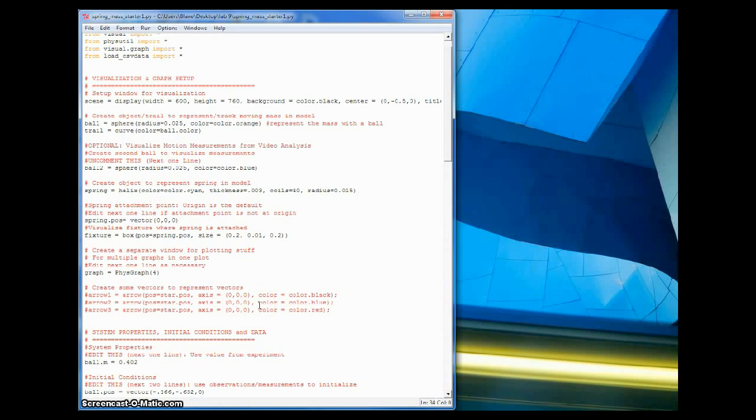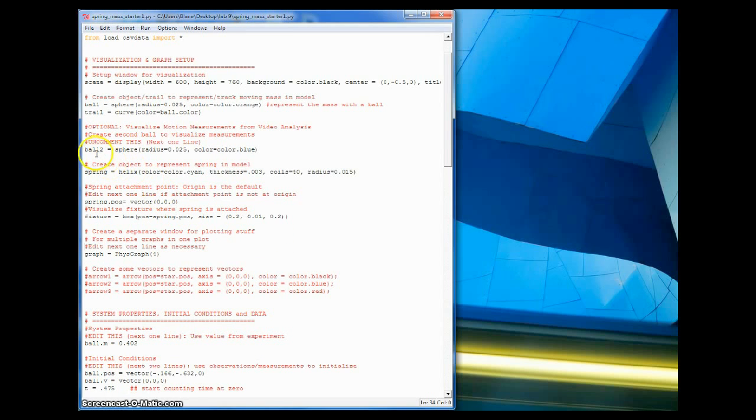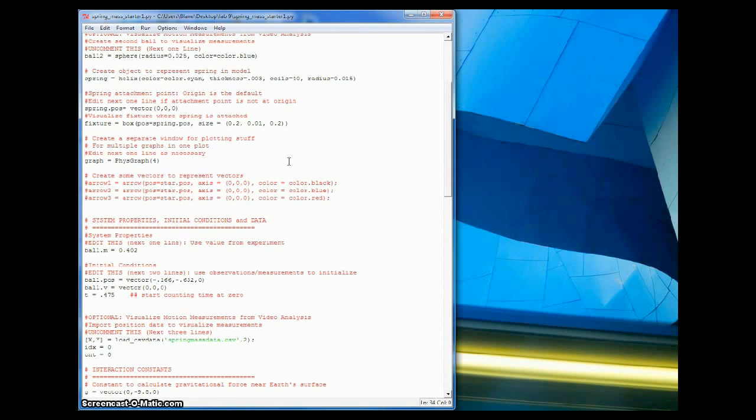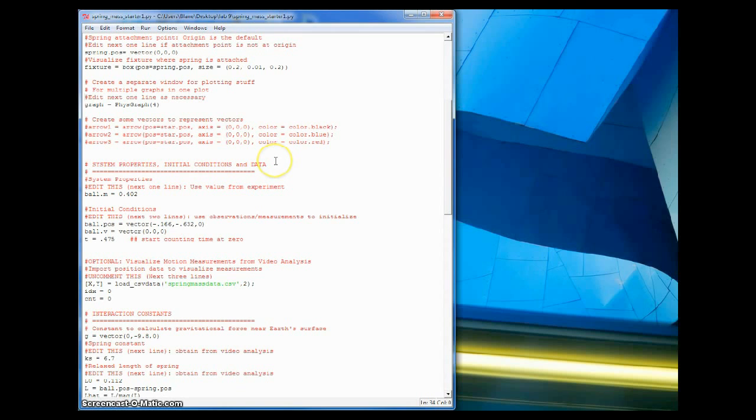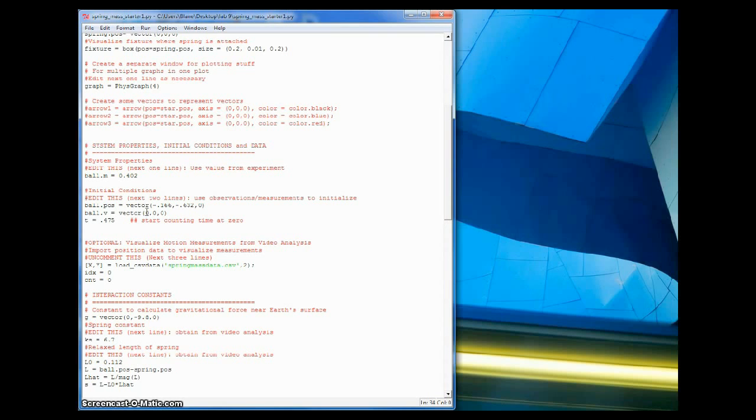Now coming over to VPython, we edit the code created in lab to model the new mass and spring data from the video, with an orange ball as the simulation and a blue ball as the real data. So first we need to go to visualization and graph setup, and then create the new ball, which is going to be used to show the position data from tracker, which is right here. Then we come down to our initial conditions and data and set the ball's mass at 0.402 kilograms and create the new ball position, which is at negative 0.166 in the x direction and negative 0.632 in the y, which can be obtained from your tracker data.